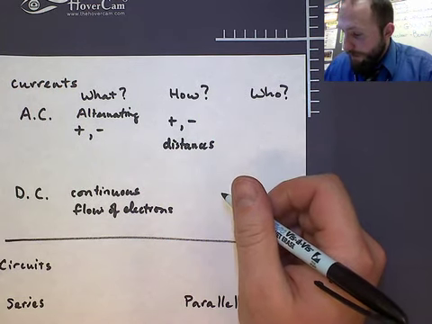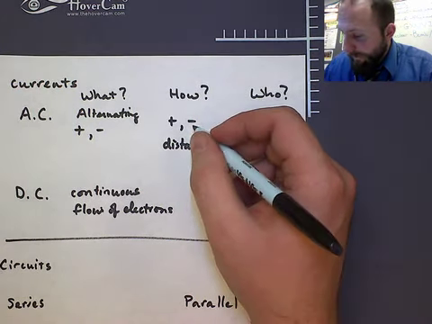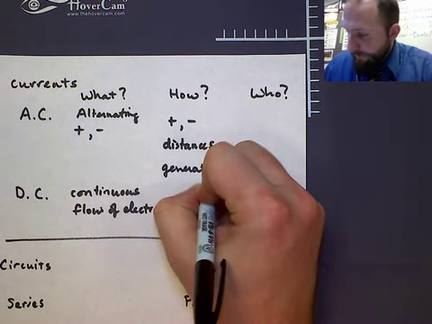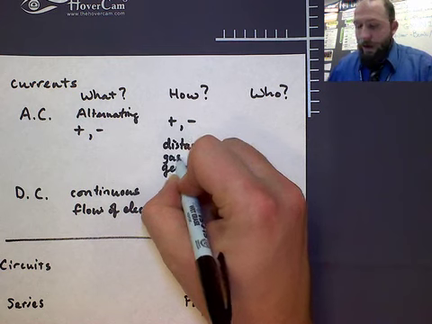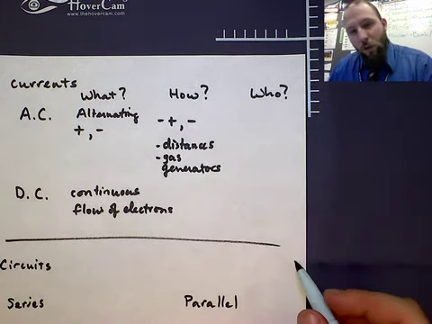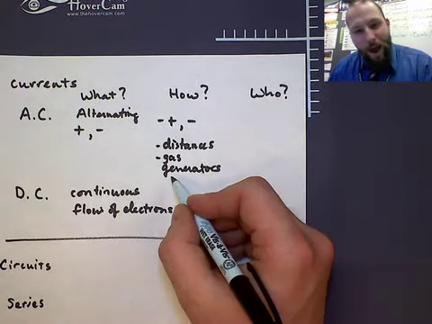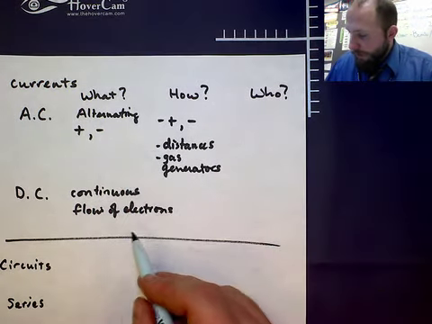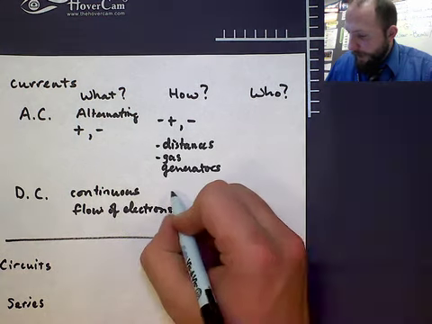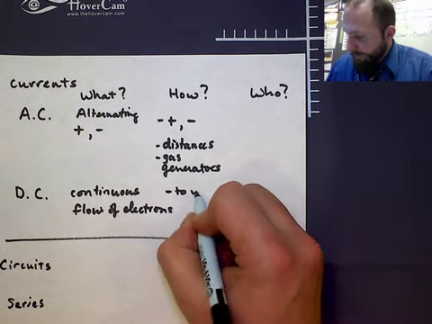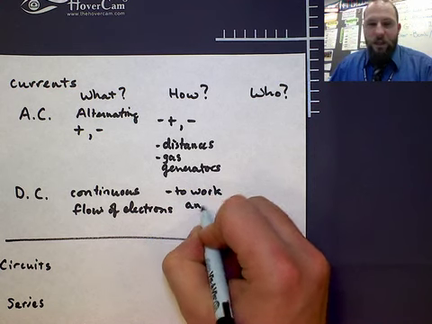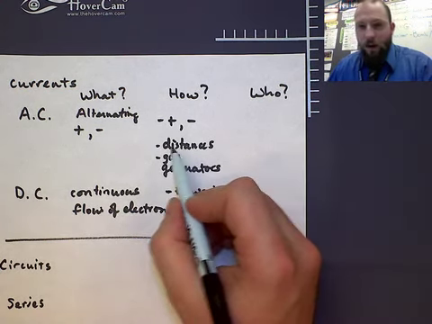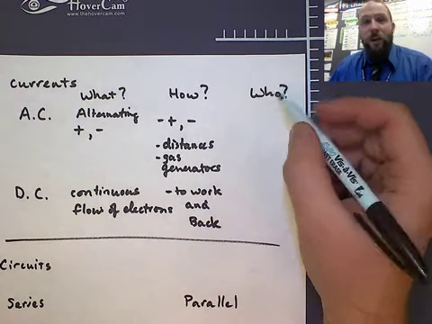And let's see, what else can we talk about? AC current is found being produced by generators, like your gas generators. And the big thing about it is that the electrons do not need to travel all the way to the work and back, unlike DC, continuous flow of electrons to work and back. AC just needs to pulse back and forth, positive, negative, positive, negative.